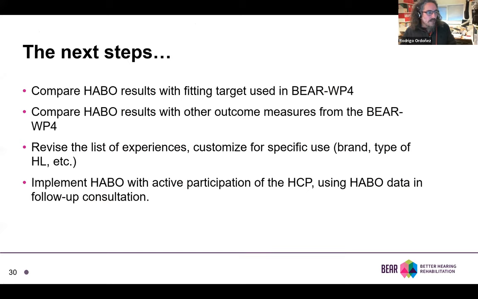Well, what are the next steps? Well, I still have a lot of data analysis to do, which I owe many of my great colleagues from the Bear Project. So sorry for that. We have to compare HARBOR results with the fitting targets using the Bear Work Package 4 data. Compare HARBOR results with other outcome measurements from the Bear project. We need to do a revision of the list of experiences and see if maybe we can customize or individualize it for type of hearing aid, type of hearing loss, brand maybe, or even patient segments.